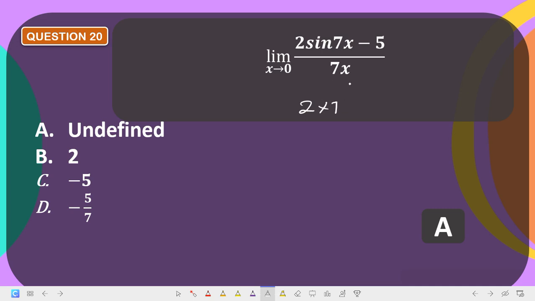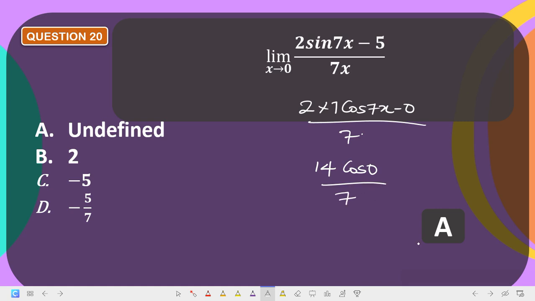Then cos, you're not going to write cos what? 7x. Minus this will give us what? 0 divided by 7. Now, at limits of 0, what will this give to us? This becomes 2 times 7 is 14. Then cos, what do we have here? 0. Cos 0 divided by 7.